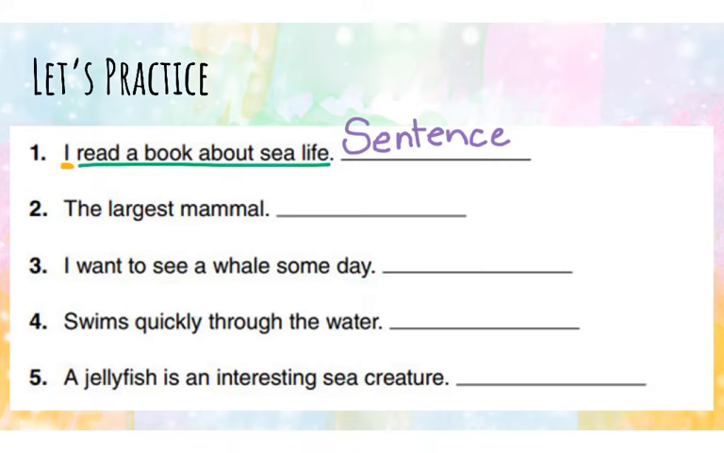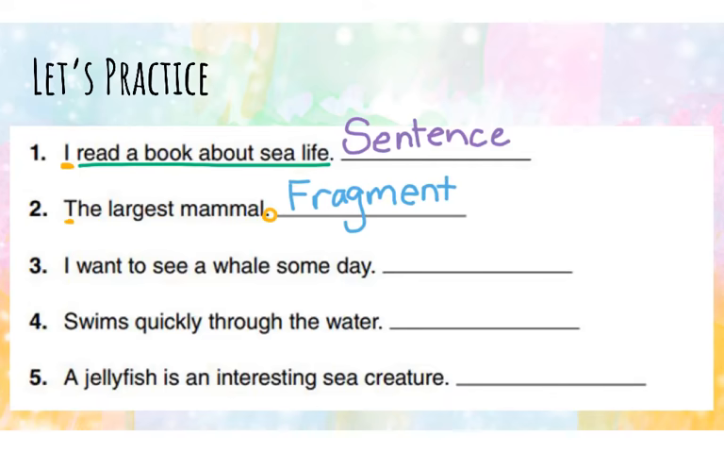Example number 2, the largest mammal. This example does have a capital letter and it does have punctuation, just like our last sentence. But I don't see a who in this, so it has to be a fragment.